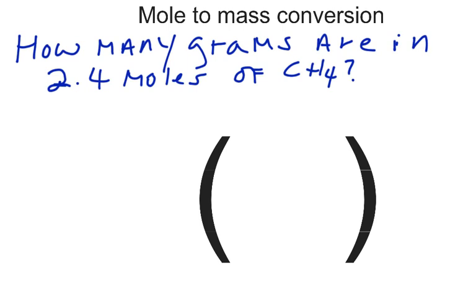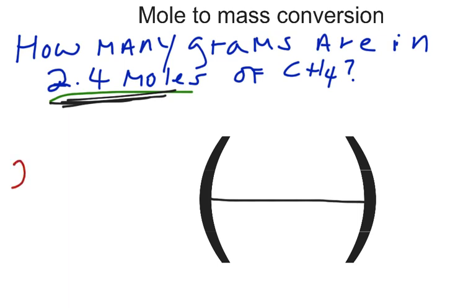And I have an example here. How many grams are in 2.4 moles of CH4? Okay, now these funny parentheses I have here, guys, represent our conversion factor. So I'm going to put a line right here to represent our numerator and our denominator. Now, simply, guys, what we're given is 2.4 moles. So we will put that on the outside: 2.4 moles of CH4 on the outside.